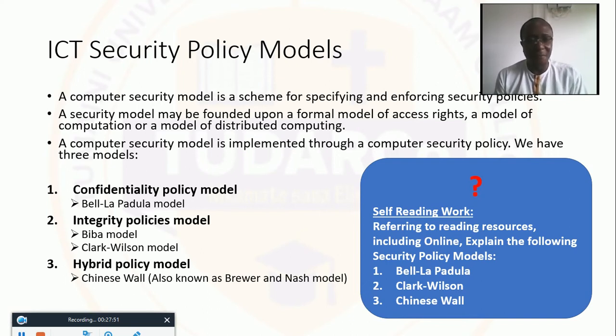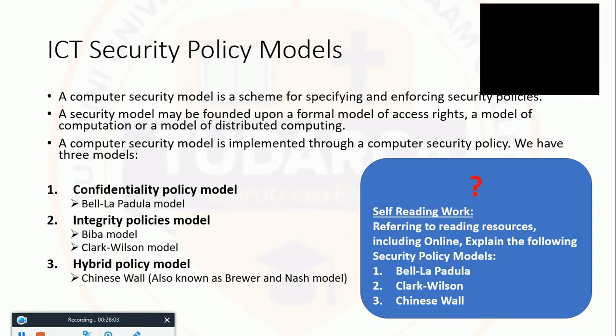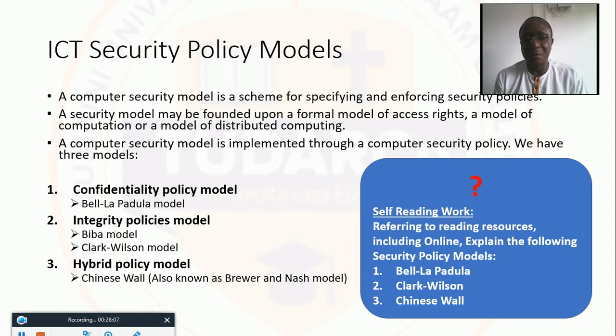Now, I think I should give you time as reading work, as an assignment to do your self-reading, referring to reading sources, some of which are online. You should be able to explain these three: the ICT security policy models. We have seen the types of ICT security policy explained in the NIST system, and we have gone through the components of an ICT policy, what an ICT policy should have. But what is the model of the ICT policy? When you look at any ICT security policy, you should be able to point out what its type is.